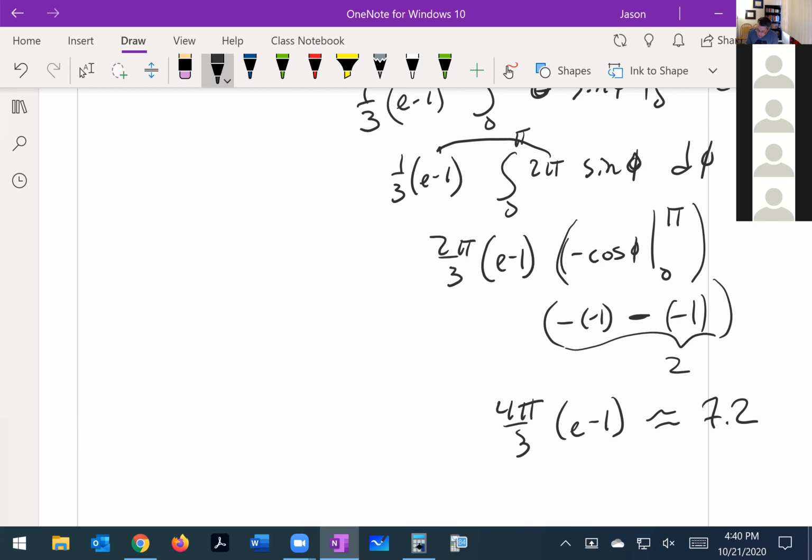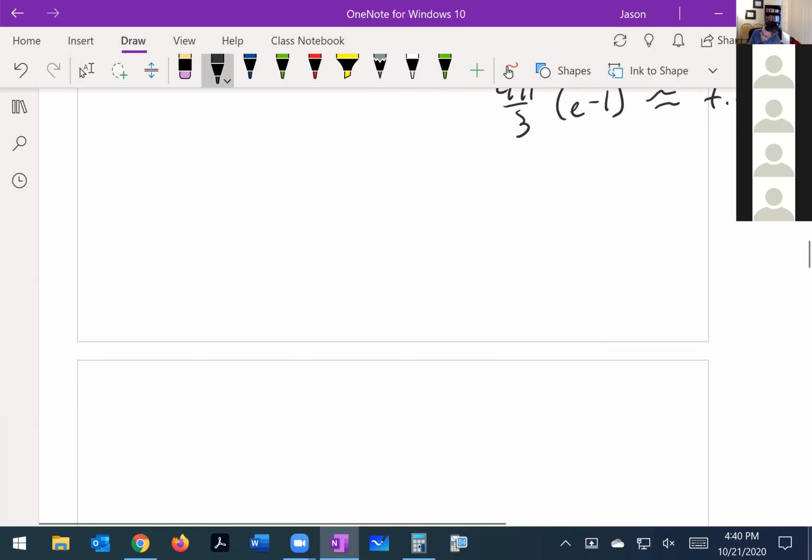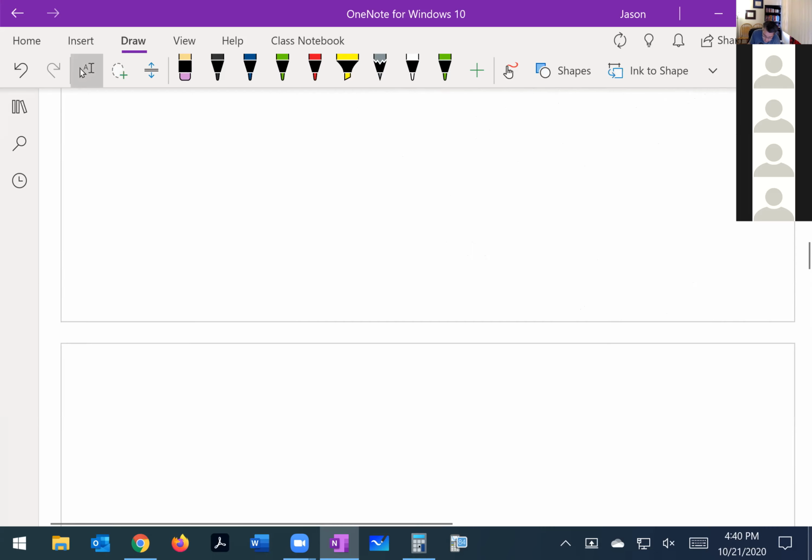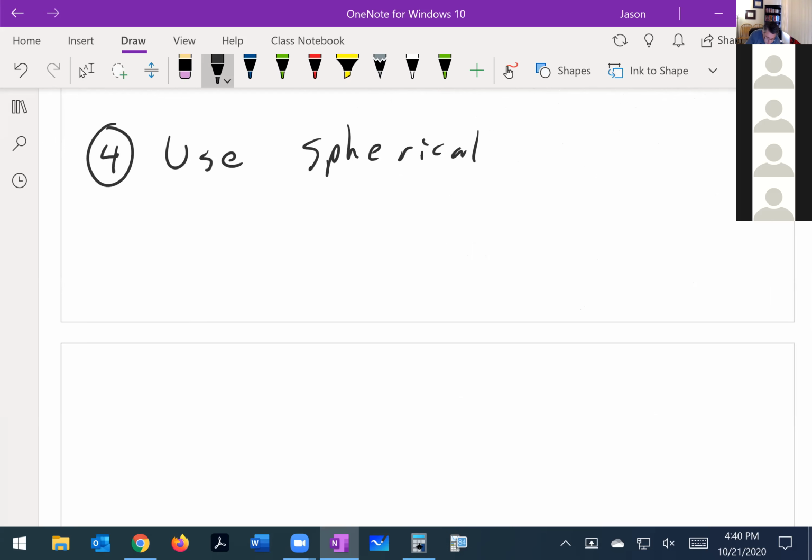Okay, let's do another one of these since we're having so much fun. Number 4. Use spherical coordinates to find the volume of the solid.